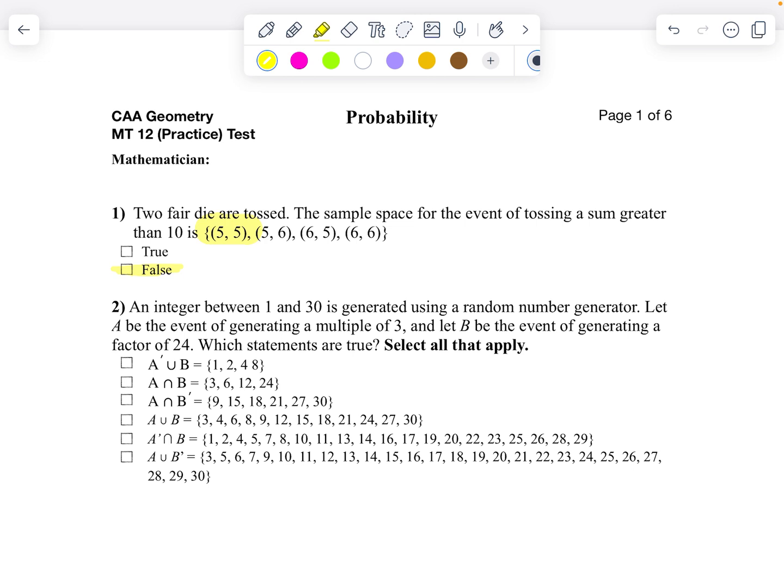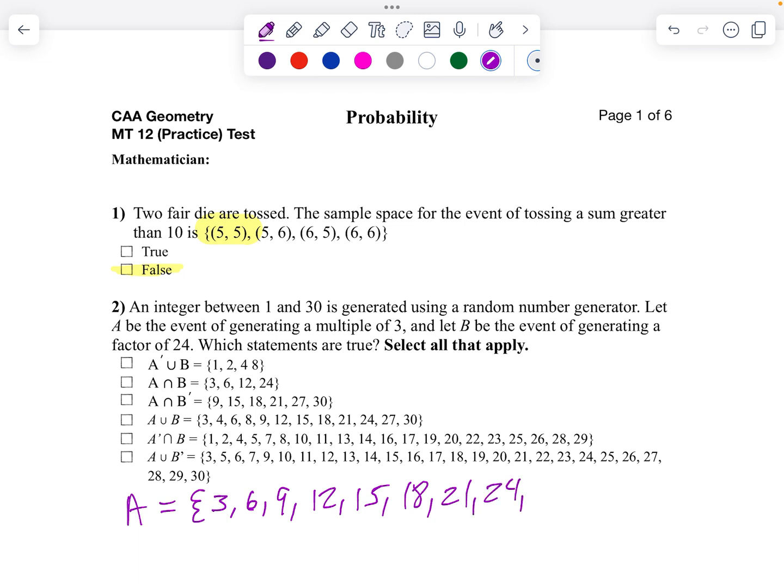Now let's take a look at problem number 2. And I think what we'll do here is let's actually list out A and B so we can answer the question. So A is going to be generating multiples of 3 all the way up to 30. So A is going to be 3, 6, 9, 12, 15, 18, 21, 24, 27, and 30.